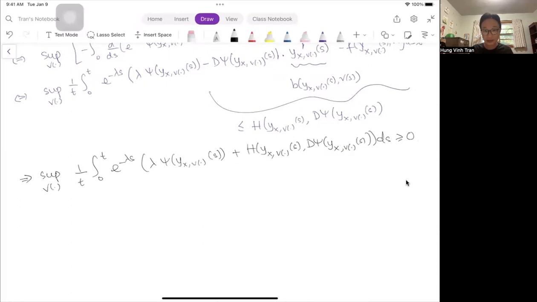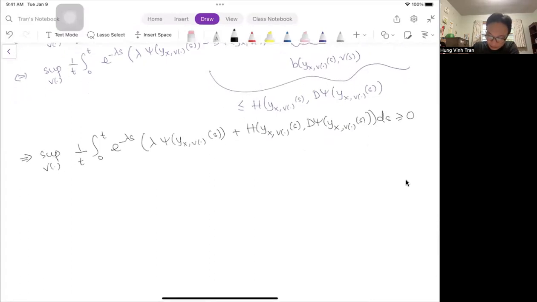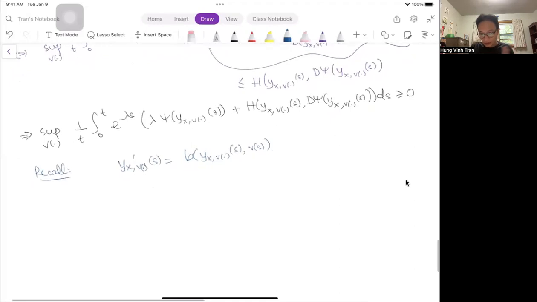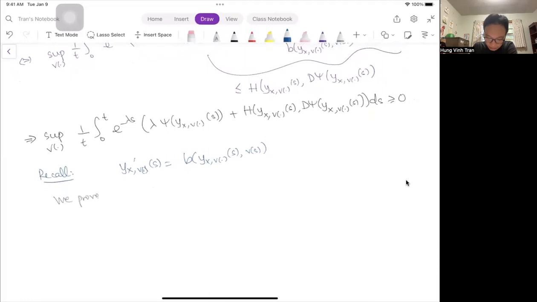Then I cannot take the average of this integral. But recall that y_x'(s) is this vector field, which is bounded. For this ODE, the key thing that we proved in class, but you can check very simply, is that |y_x(t) - y_x(s)| is less than or equal to a universal constant times |t - s|.